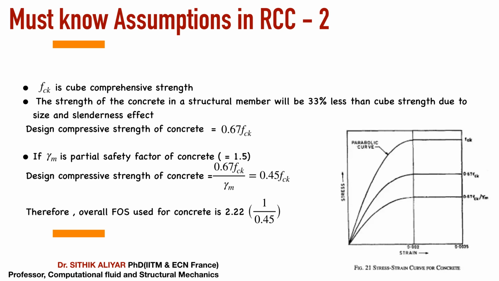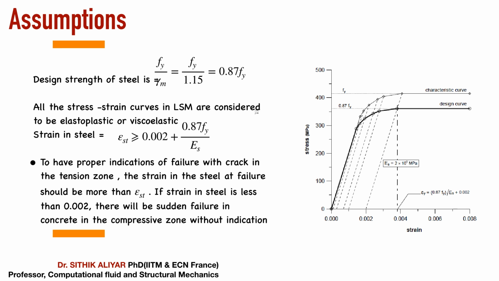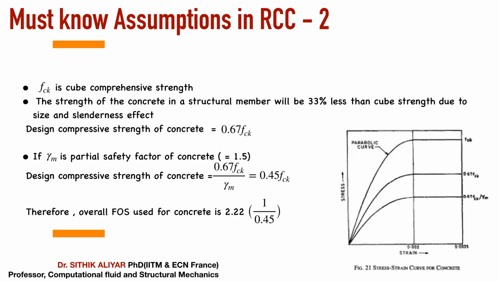This is the assumption made in IS 456, to make it a straight line from 0.002 to 0.0035. The strain experienced by the concrete specimen when the cube or beam breaks is 0.0035. This is the maximum strain concrete will experience, and 0.002 is a very critical value, because beyond it the concrete won't take any more stress. The line becomes straight.